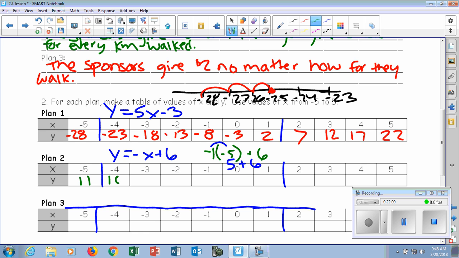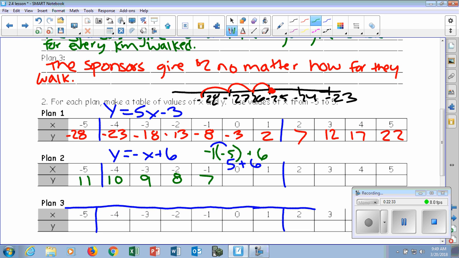Sophia, what about the next one? Negative 3. 9. How did you get that? Negative 3 times negative 1, right? And then you added that. What did you get for that? Negative 3 times negative 1 gave you a positive. Yep, 3. And then you're adding that to 6, right? And you got 9. Awesome. And then if we keep going with negative 2, we get 8. Negative 1 gives us 7.